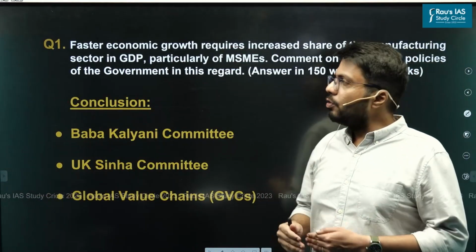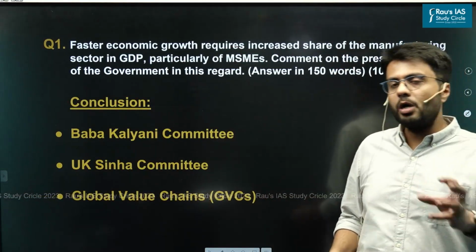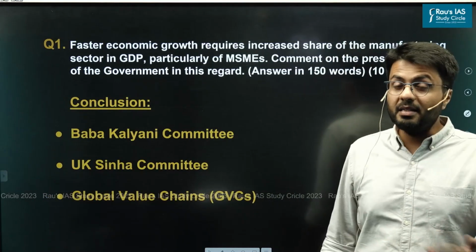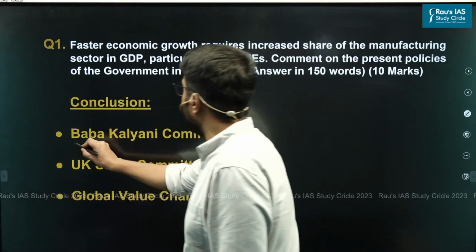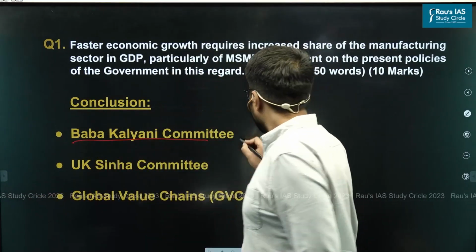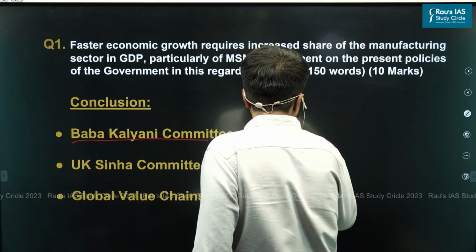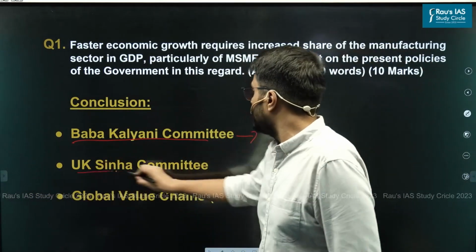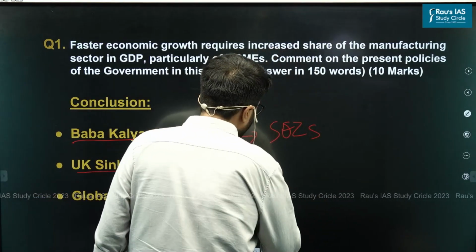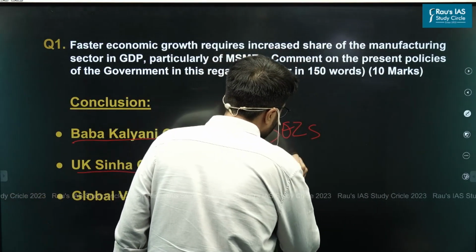Now, you have to conclude all this body into a short conclusion. And in this regard, you can say that the government needs to implement the Baba Kalyani committee recommendations, which was formed for improvement of SEZ functioning, as well as the UK Sinha committee recommendations, which were brought forward for reforms in the country's MSME sector.